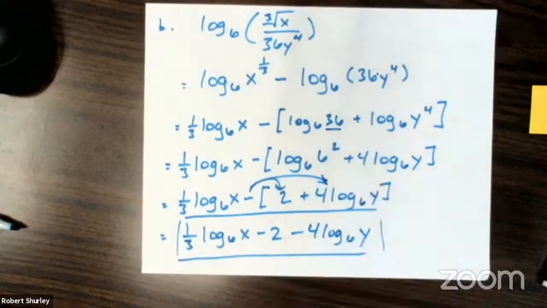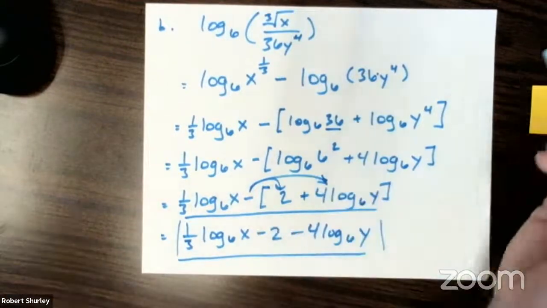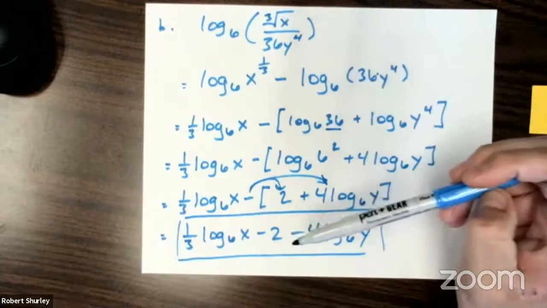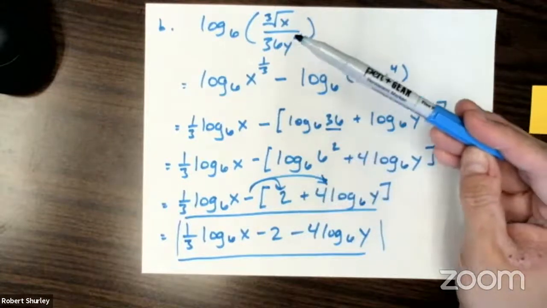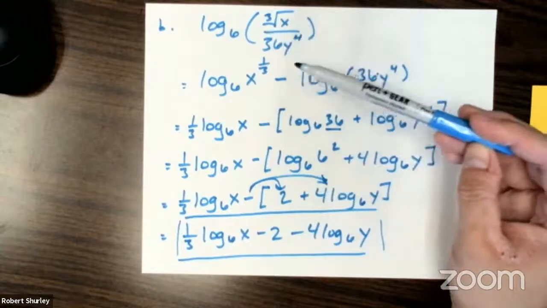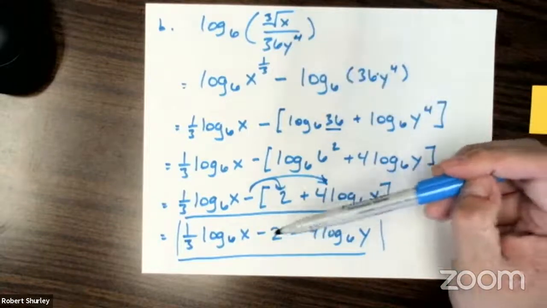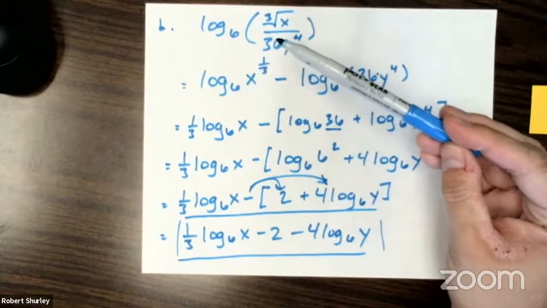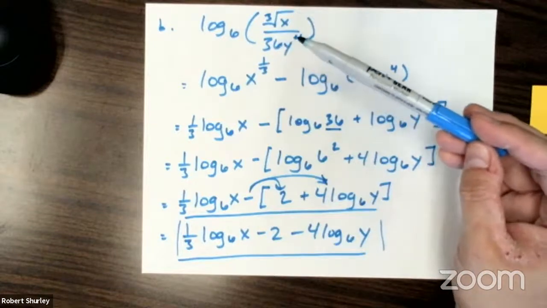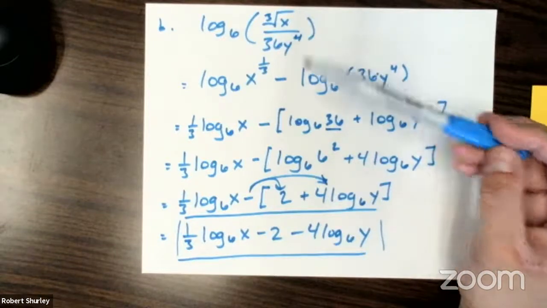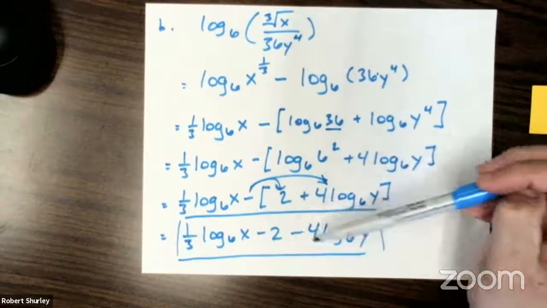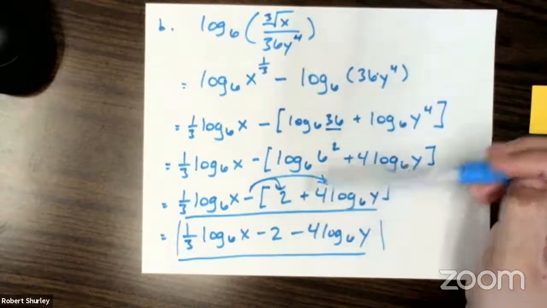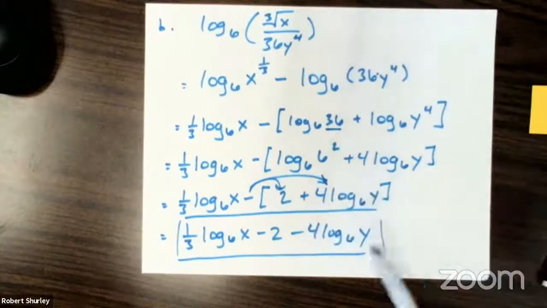And I'll tell you what can make this go quicker, and it's kind of a trick. When you're expanding these out, if you're dealing with division, whatever's in the denominator is going to wind up with a minus. So this would be minus log base 6 of 36 minus log base 6 of y to the 4th. Okay, so you can go about it quicker that way because we know that in the bottom we have minus signs. But either way is fine.